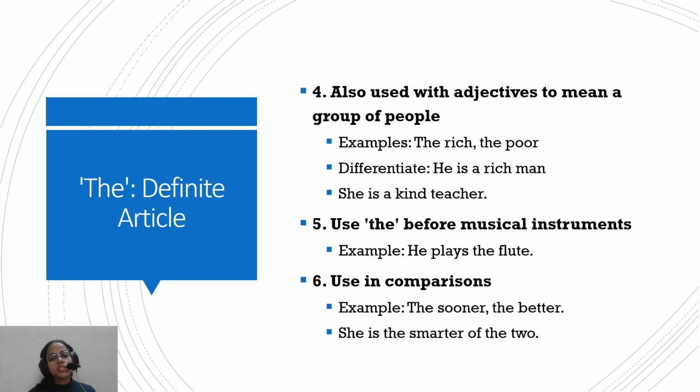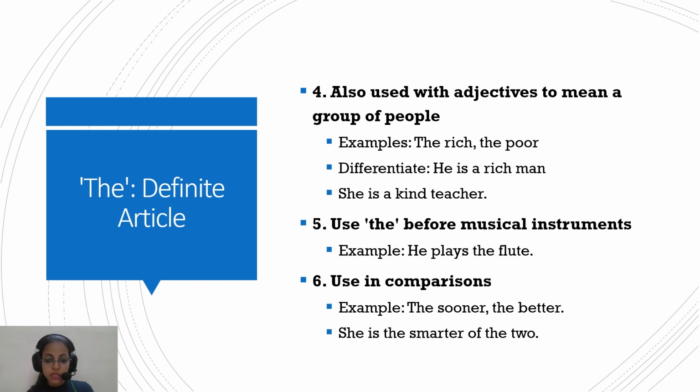Now we use the with adjectives to mean a group of people. Again, very similar to the previous rule. When we say the rich, the poor, we are referring to the whole community of people who are rich. The poor means the whole community of people who are poor. So the rich and the poor cannot be friends. It would mean the whole community of rich people and the whole community of poor people cannot be friends. Amongst all the different communities, the rich, the poor, the middle class, the upper middle class, the lower middle class, we are referring to two specific communities.